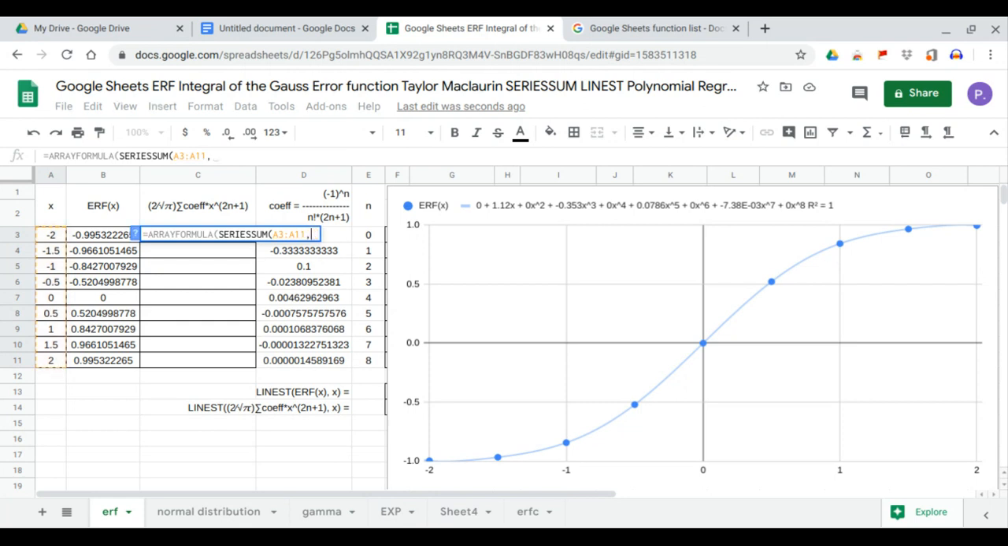So in this case, the power starts from 0. That's 2 times 0 plus 1. So it starts from 1. Incremented by the next one is 1. So 2 times 1 equals 2 plus 1 is 3. So the difference is 2. So that is x to the power 1 incremented by 2. And the coefficients.